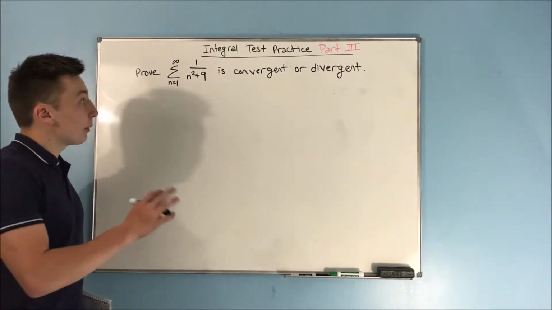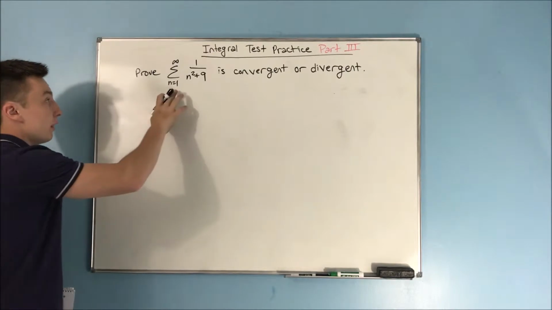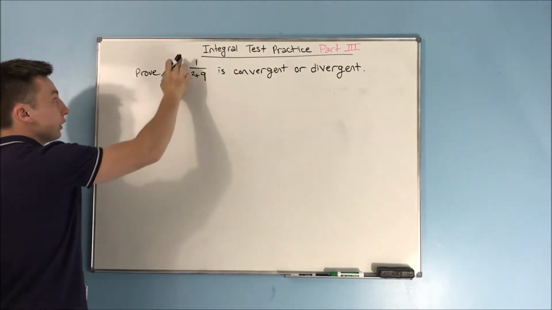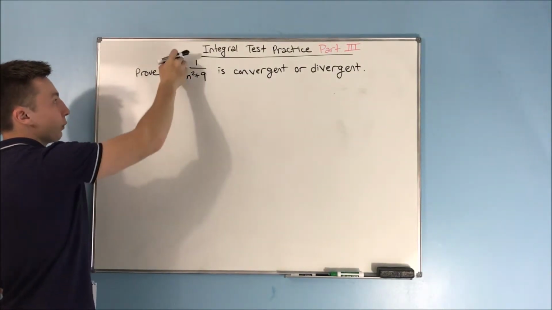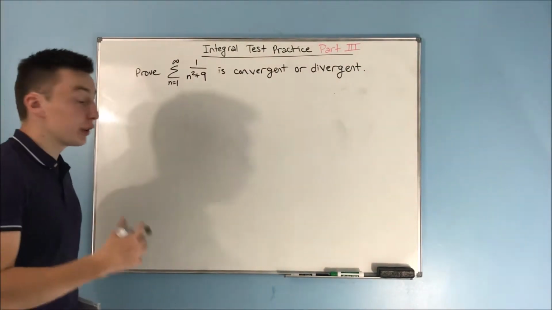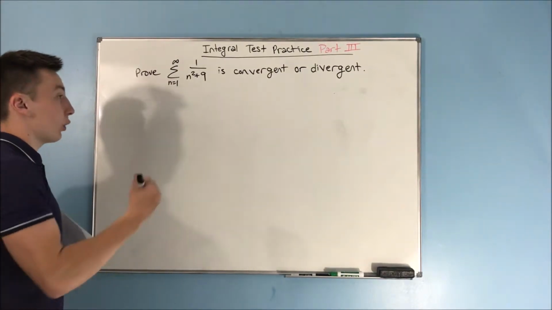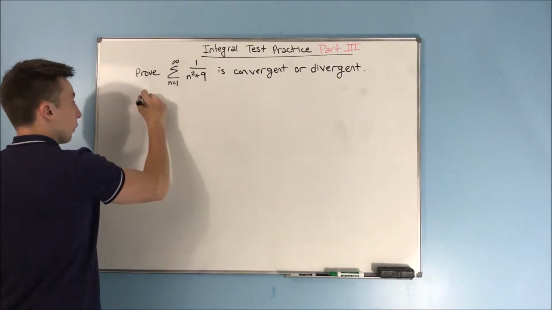Alright, so this is going to be part 3 of integral test practice. We want to prove whether the series, the sum from n equals 1 to infinity of 1 over n squared plus 9, is convergent or divergent. The first thing that we need to do, of course, as always, is use the test for divergence.